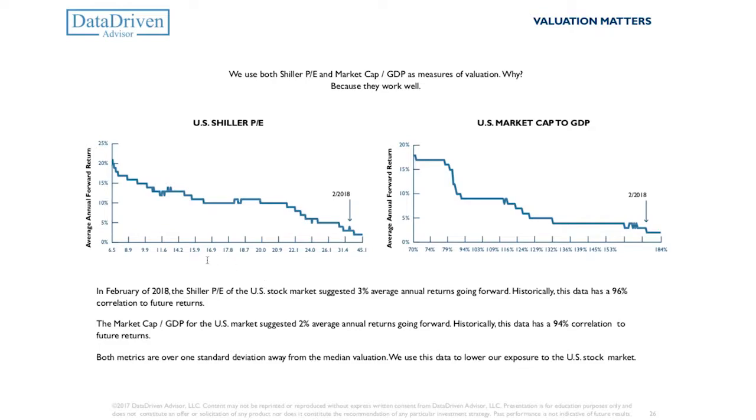As we can see here, in February of 2018, the Shiller PE for the US stock market suggested 3% average annual returns going forward, with 96% correlation historically. Market cap to GDP suggests 2% average annual returns going forward. This data has had 94% correlation historically. Both metrics are over one standard deviation away from median valuation. We factor this in, and currently we're using it to lower our exposure to US stock market based on valuation.